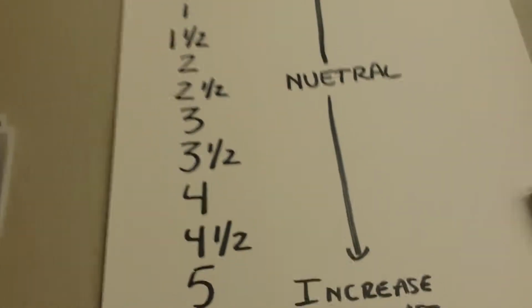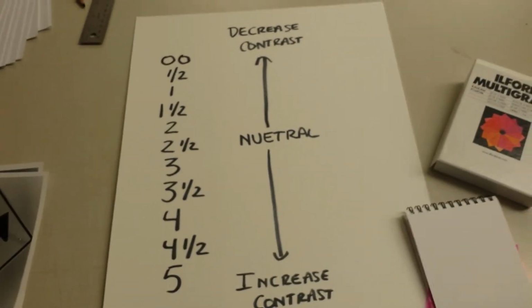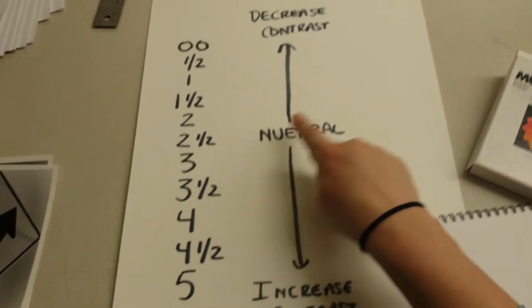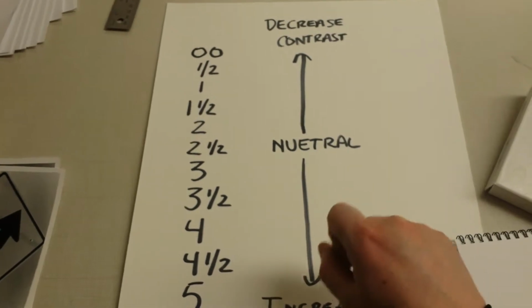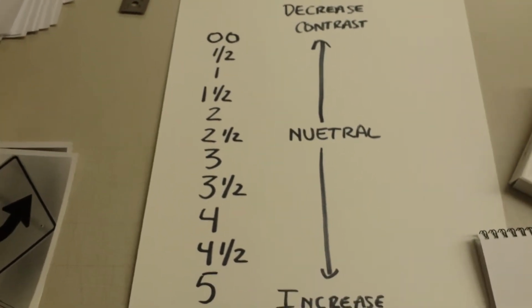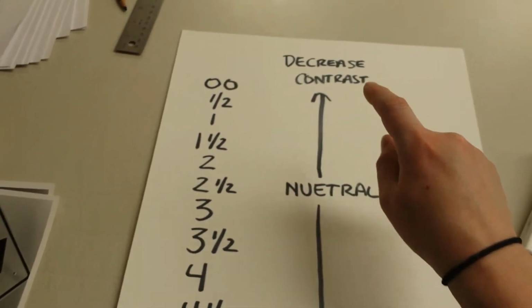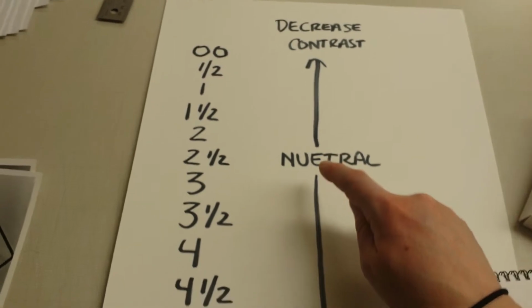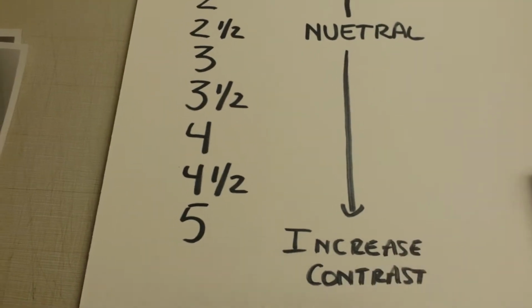What do these numbers mean? Well, it's quite simple. There are all these different filter numbers from 00 all the way up to 5, and if you use them in your enlarger, 2.5, think of it this way, is neutral. Anything from 2 down to 00 decreases the contrast. That means the whites get grayer and the blacks get grayer, so you just see more detail, but everything becomes more of a decreased contrast. And if you go the other way, the whites get whiter, the blacks get blacker, and you get less detail.